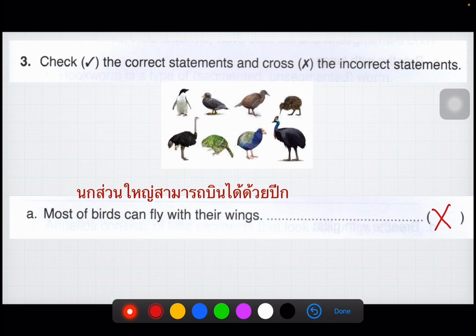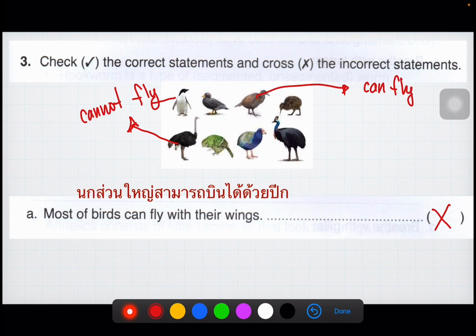For example, this one here, a penguin, cannot fly. This one here also cannot fly. It's an ostrich. But this one here can fly. So not all birds can fly with their wings.